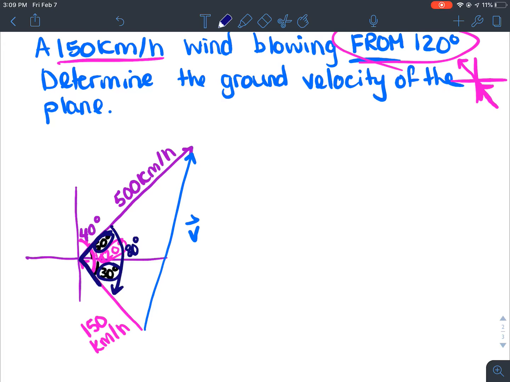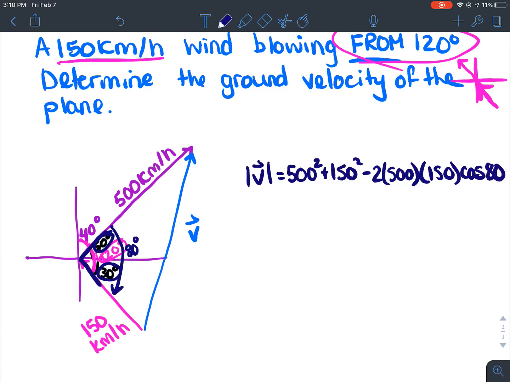Whew, that's the trickiest part of these, I think, sometimes, just figuring out the angle. All right, so now we know the angle is 80, so I'm going to use cosine law to figure out the magnitude of vector v. So I'm going to do 500 squared plus 150 squared minus 2 times 500 times 150 times cos 80, and calculate that. Okay, we got 496, I think, kilometers per hour. So now we know the velocity of the plane.